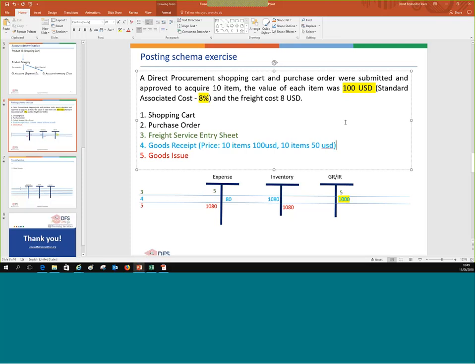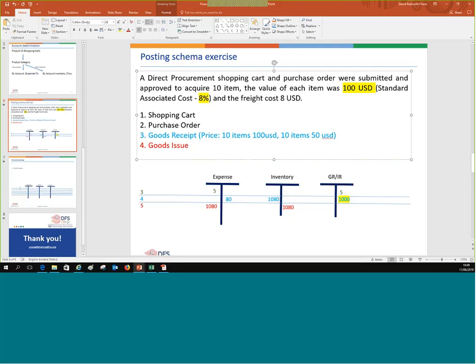Okay. What would happen in the posting? If we are going to simplify a bit, we are going to remove the freight services from the scenario. So we acquired first 10 items. And this is the posting that we have, because 10 items at $100 is 1,000. So we are paying $1,000. We will pay $1,000 to the vendor. In the inventory, we enter 1,080.